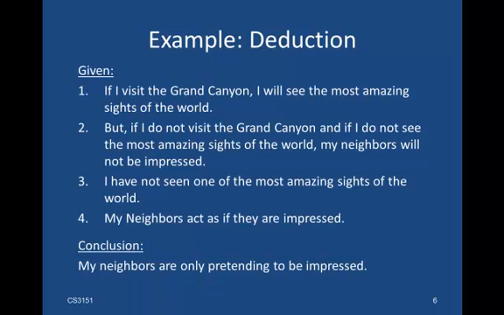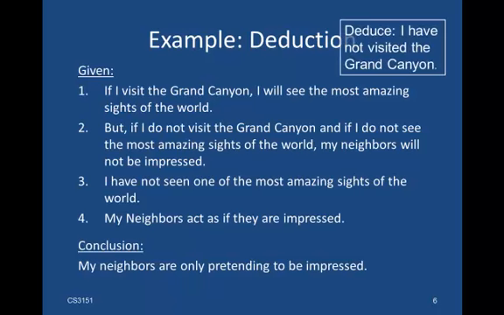Now let's prove the conclusion using deduction. Have a closer look at the first and third premise. Premise 1 says that I will see the most amazing sights if I visit the Grand Canyon. And premise 3 says that I have not yet seen the most amazing sights. So we can deduce that we have not visited the Grand Canyon yet. I'm lacking space on my slides, so I stick the statement in the upper right corner.